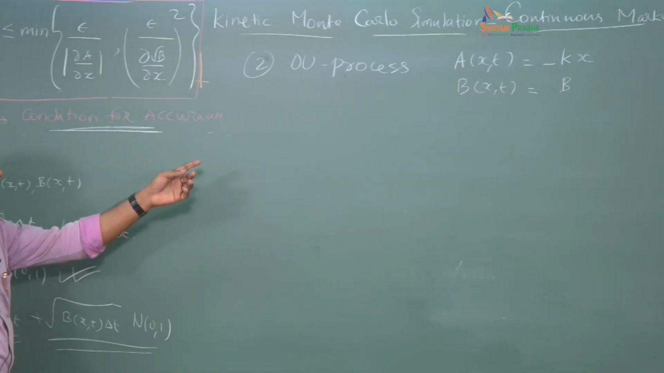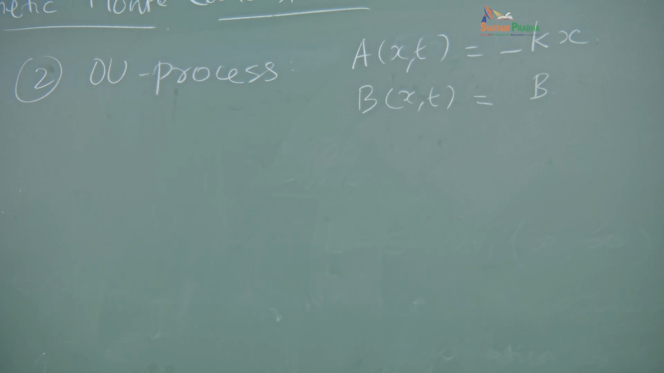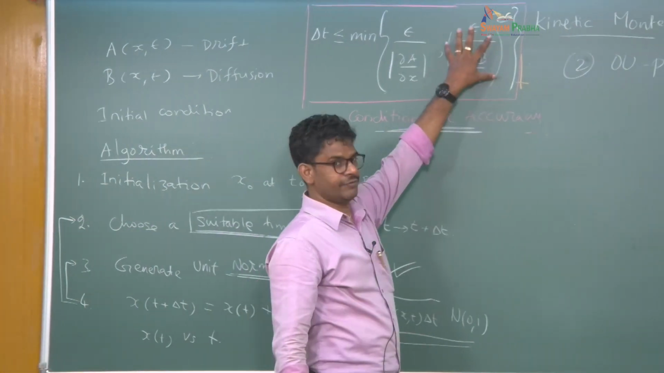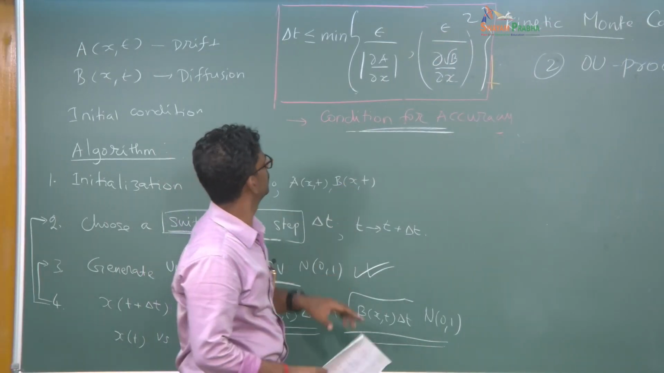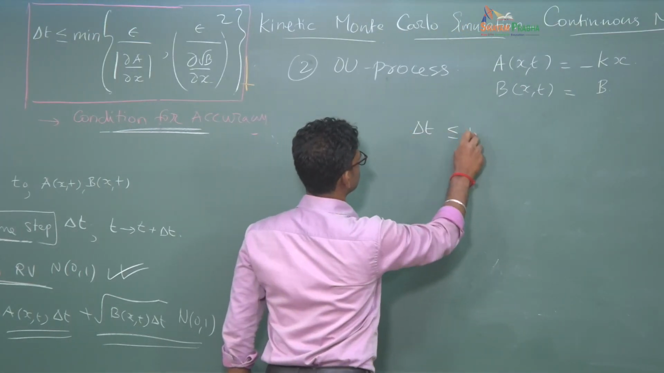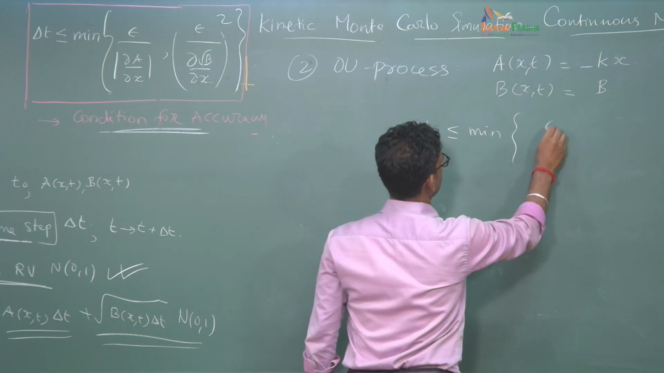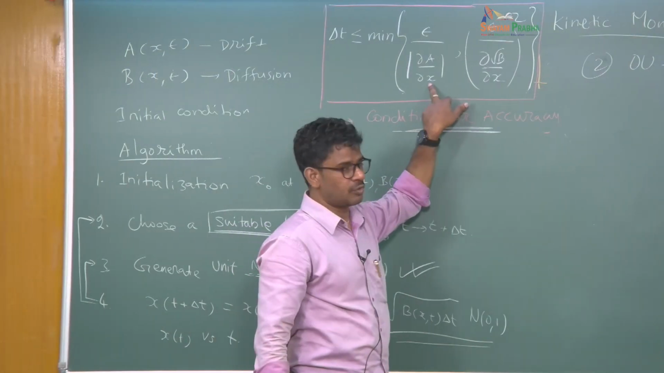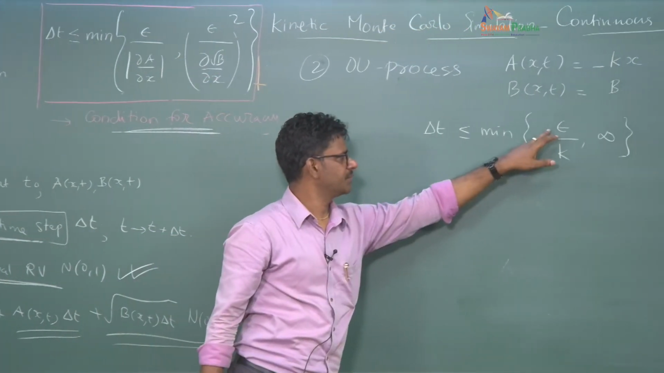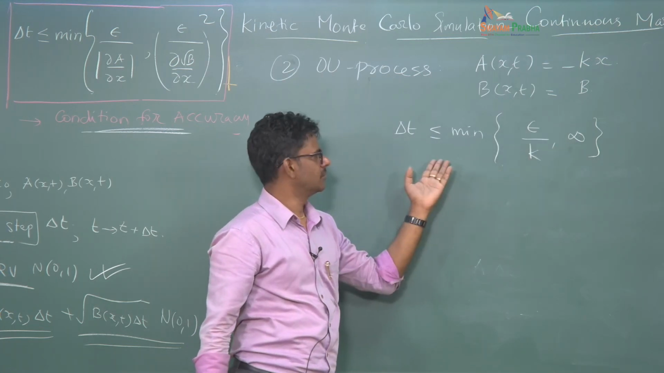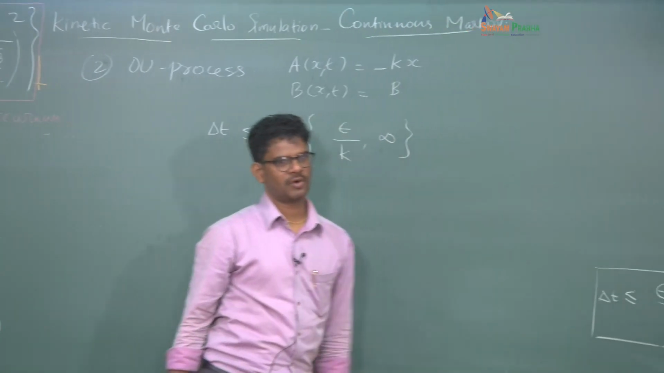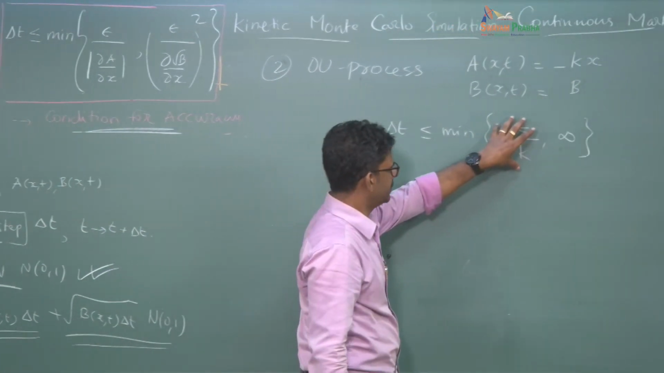So you may have a process like this where A is not constant anymore, A depends on X, and B is constant. Okay, so this is typical of an OU process. So here, if you apply this condition for accuracy, this term will give you infinity, and this term will give you delta t has to be the minimum of epsilon by k and infinity. So, the modulus of dou a by dou x is this k. The first condition is giving epsilon by k, the other one is infinity because b is constant. So the accuracy condition has to be given by this. And over and above, if you want this plotting condition, you can take the minimum of either this or this.